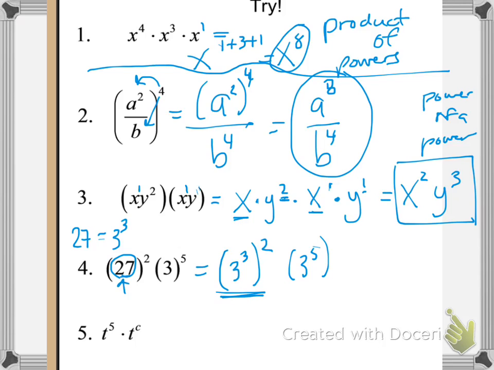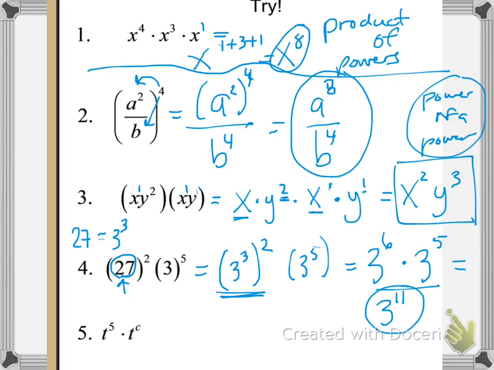Okay, to simplify this first one, that's the power of a power rule. So it's 3 to the 6th because I multiply the exponents. And then I'm multiplying that by 3 to the 5th. And here's our product of powers. We have 2 powers being multiplied. So I keep the base the same and I add the exponents. And that is the simplification of number 4.